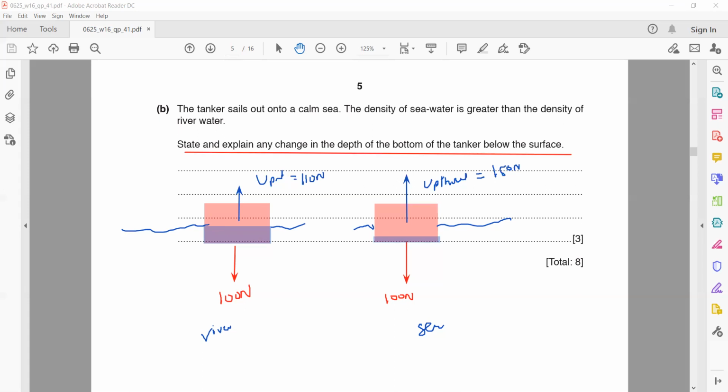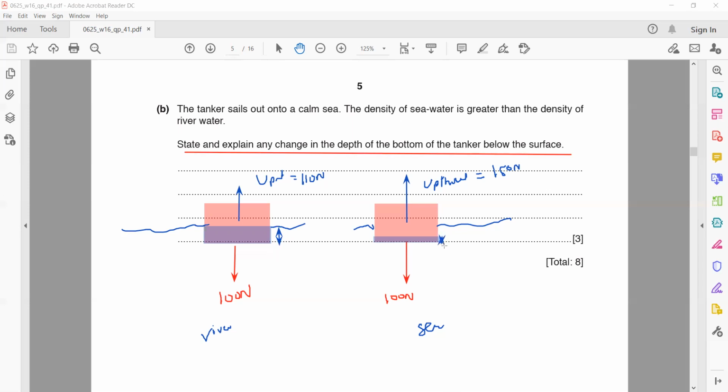So the question is, the tanker sails out onto a calm sea. The density of the sea water is greater than the density of river water. State and explain any change in depth of the bottom of the tanker below the surface. So this depth they are asking.